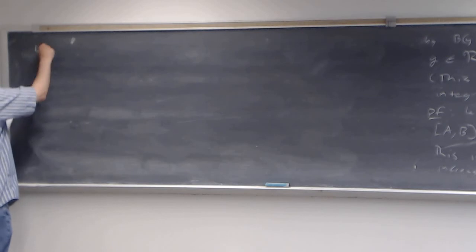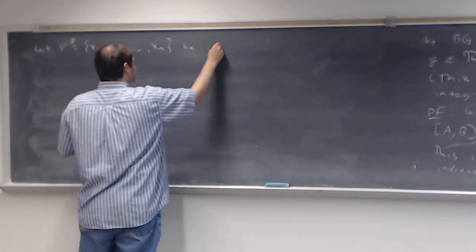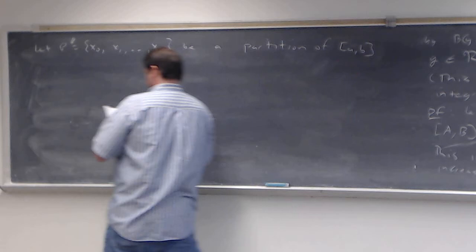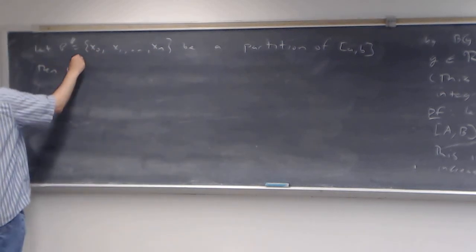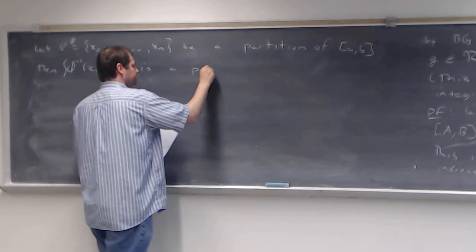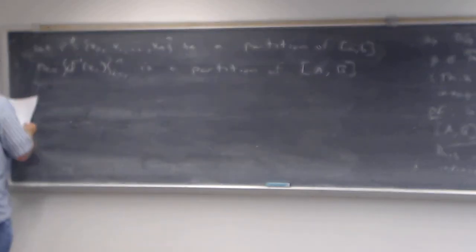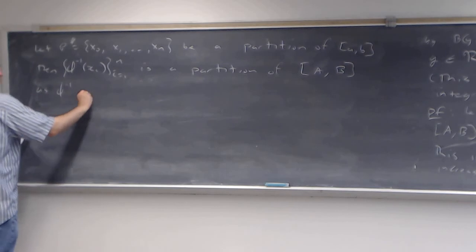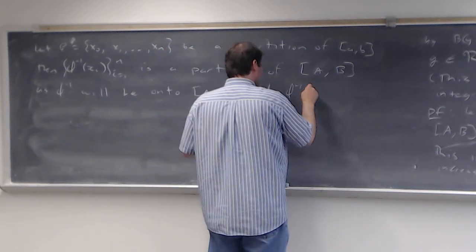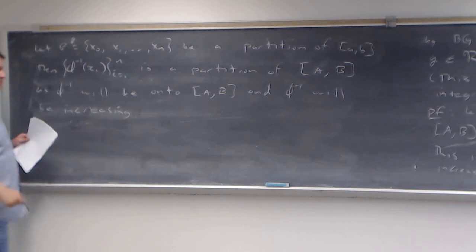Now, on the other hand, if we let script P equal x0, x1, up to xn be a partition of a to b, then phi inverse acting on the xi's, as i runs from 1 to n, is a partition of big A up to big B, that interval, as phi inverse will be onto big A to B, and phi inverse will also be increasing. I'm not showing the details of phi inverse being increasing, but it is.